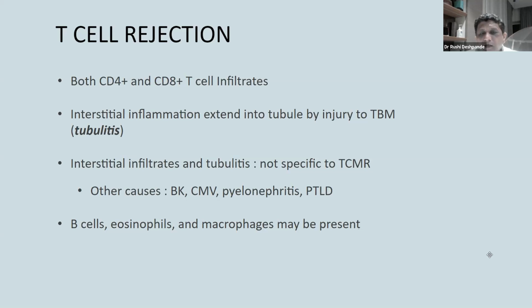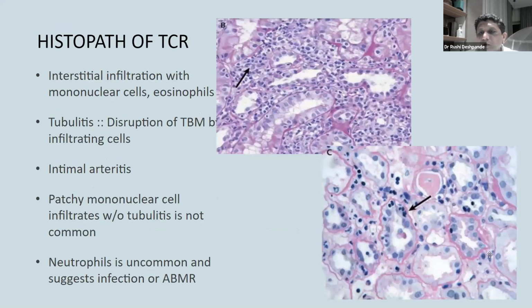Interstitial infiltrates and tubulitis are not specific to T cell mediated rejection. Sometimes you can see changes of tubulitis in certain viral infections, pyelonephritis, and PTLD also. It is not pure T cells. Even in T cell mediated rejection, some degree of B cells, eosinophils, and macrophages may be present. This is how a T cell rejection looks: basically, disruption of the tubular basement membrane with interstitial inflammation, intimal arteritis; patchy mononuclear infiltrates without tubulitis is not uncommon. Neutrophils are uncommon, and usually when you see a lot of neutrophils, you should think of an antibody-mediated rejection.